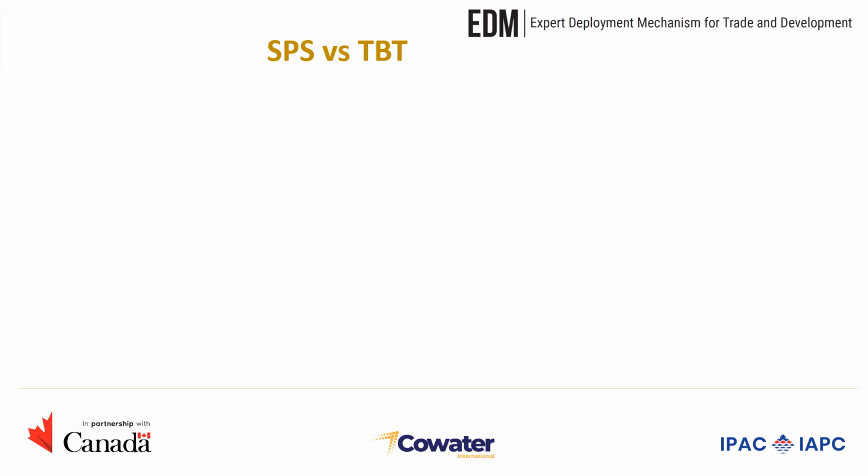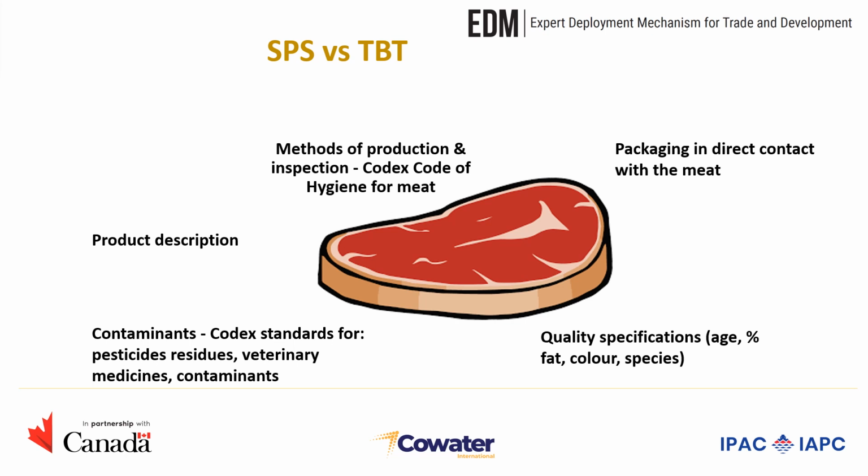One product may be subject to several SPS and TBT measures. For example, a piece of meat imported from a country to Vietnam may be subject to at least 5 measures related to inspection, packaging, quality specifications, contaminants, and product descriptions.